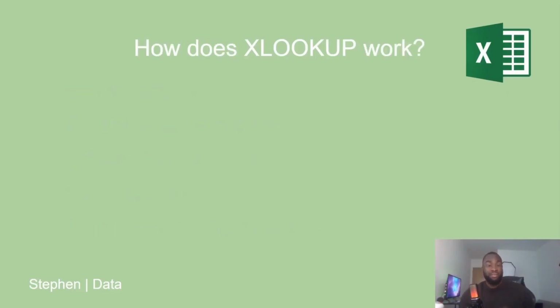Now, how does an XLOOKUP function work? In other words, how many arguments does it have and which ones are compulsory, which ones are optional? The first argument is the lookup value. So what value are you searching for? The first argument is the value you are searching for.